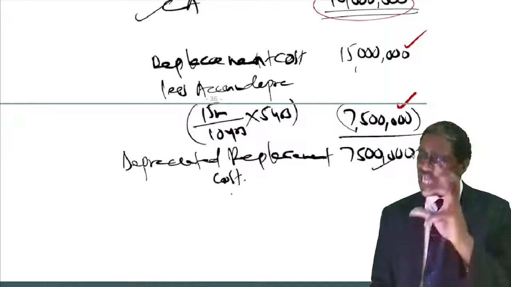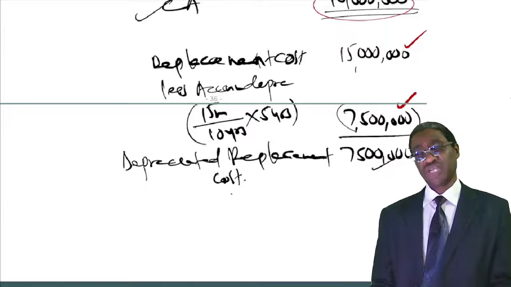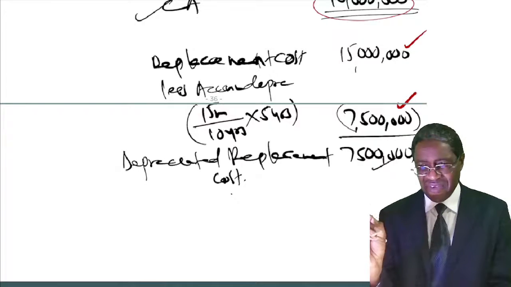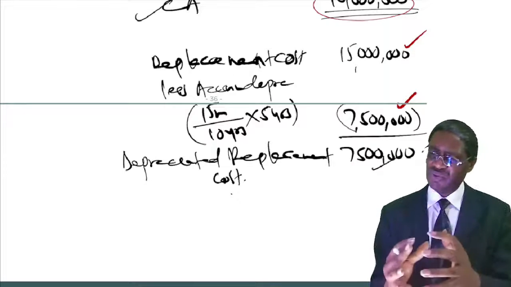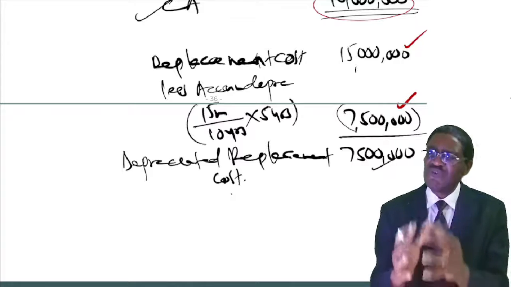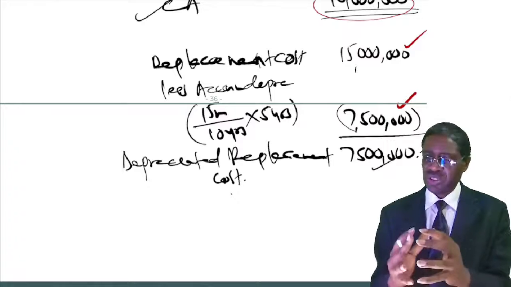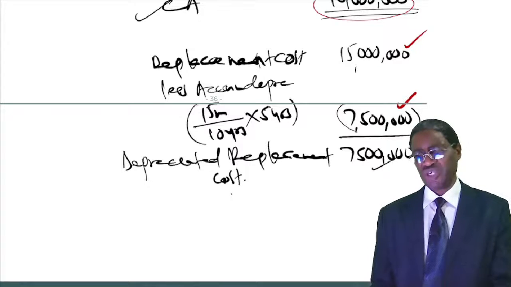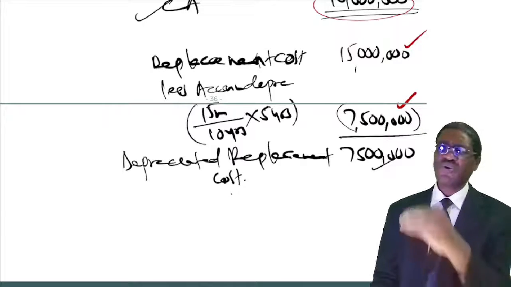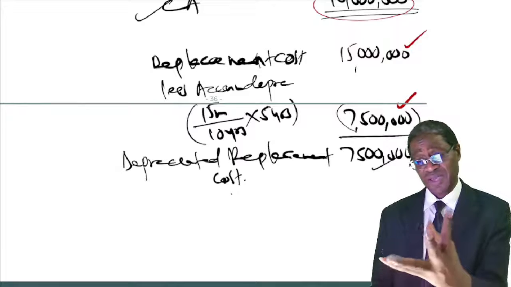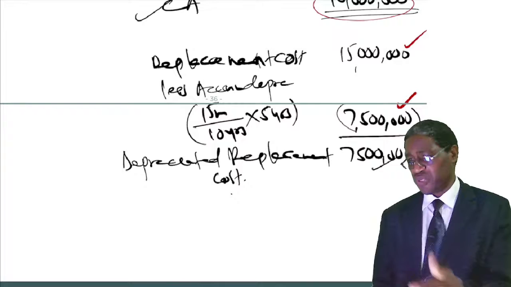Listen, now you don't stop there again. From that value, remember, we are using the service unit approach. The question might tell you, as at the time you are testing for impairment of this asset, this asset had lost 20% of its efficiency, or 10% or 15%, whatever the question will tell you. The production capacity of this machine had lost 20%.